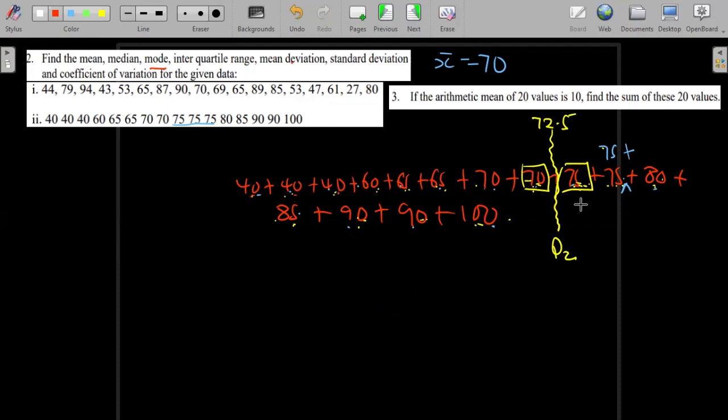Okay, 65 we have 2, 70 we have 2, 75 we also have 3. Okay, so it means this data set has 2 modes. It's bimodal. It has 2 modes. So we're going to say mode.